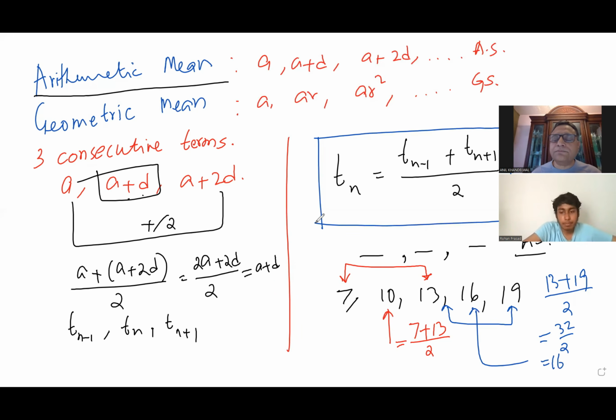So the term mean is add them and divide by 2. Is this concept clear to you? Yes, sir. Now let's talk about the geometric sequence.